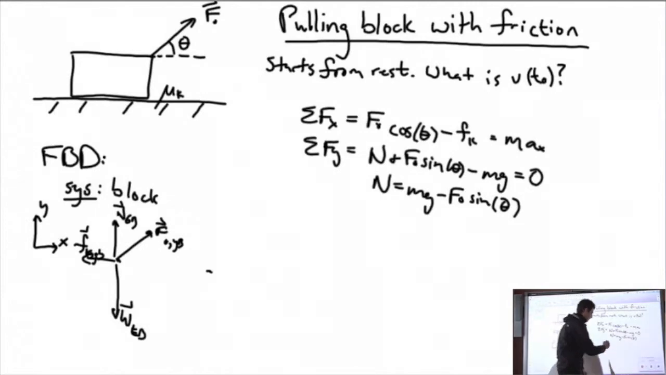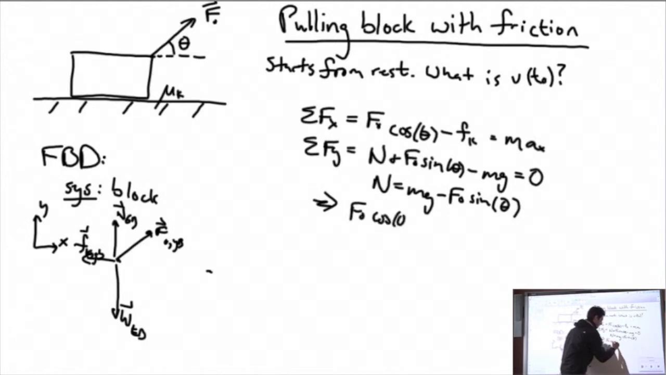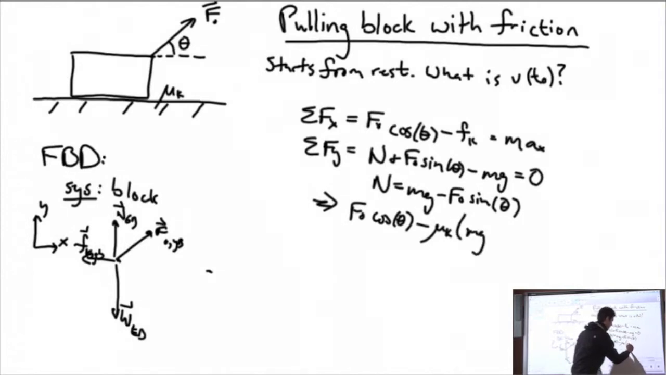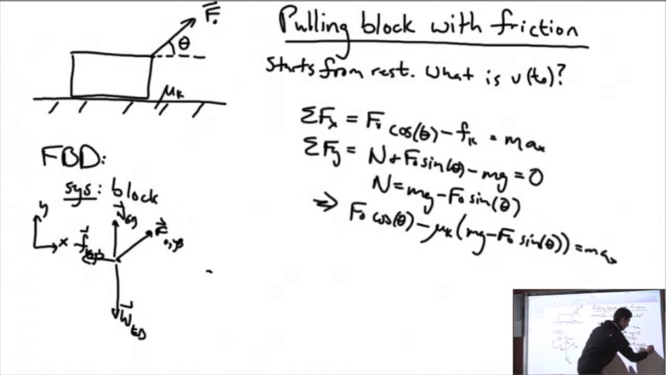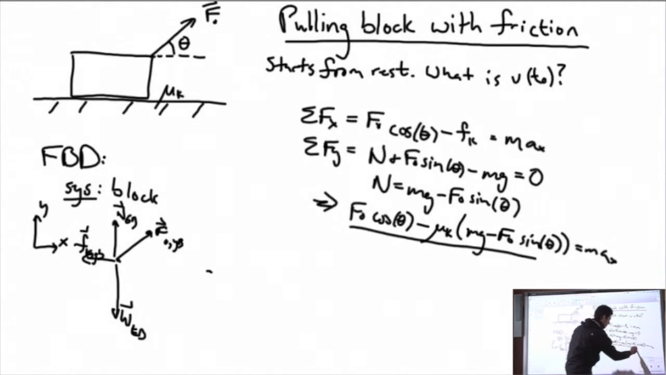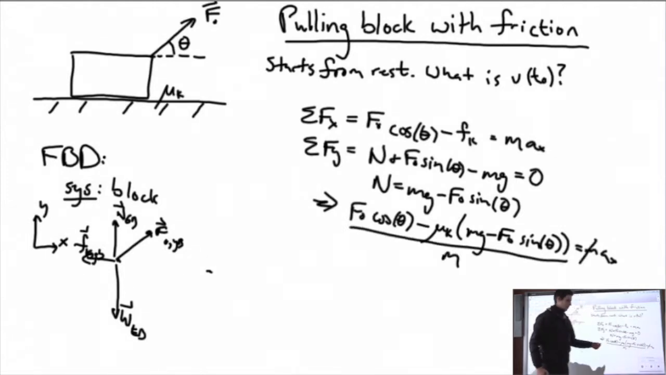So now I can come back over here and plug that in for mu times the normal force. Let's go back to equation 1 and say F0 cosine theta minus mu k times (mg minus F0 sine theta) equals m a_x.